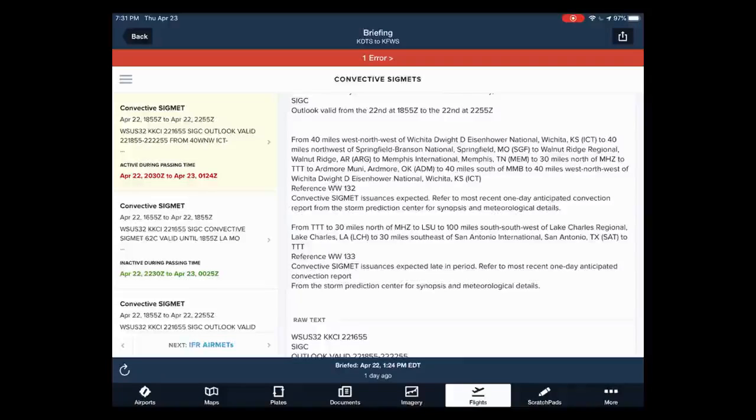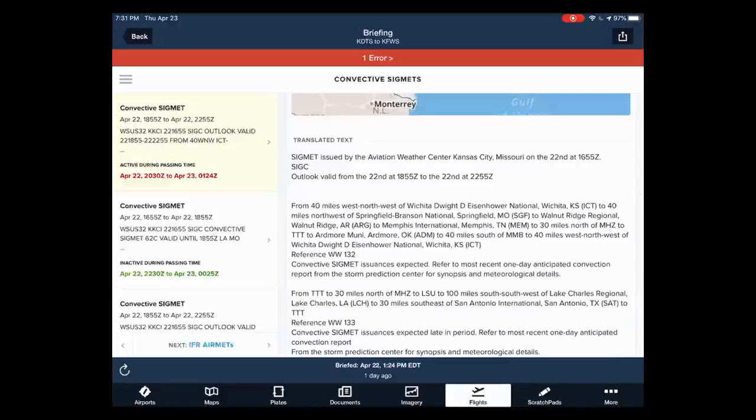That being said, this is a SIGMET issued by the Aviation Weather Center out of Kansas City, Missouri on the 22nd at 1655 Zulu. A convective SIGMET outlook valid. So already what we can see is that this is an outlook, which means it's not an active convective SIGMET. What it tells us is that the outlook is going to be calling for likely convective SIGMET issuances. After that, they give us its valid time. So it's valid from 1855 Zulu until 2255 Zulu.